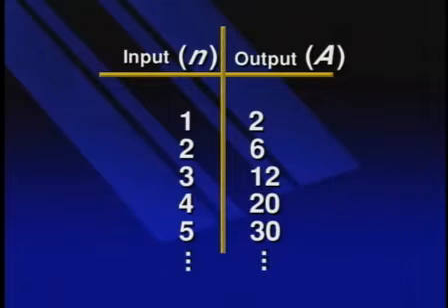On the left column, I have the input, or the n. On the right column, the output, or the A. For 1, I have a value of 2. For 2, an area of 6. For 3, 12. For 4, 20. And for 5, I would have had 30. 5 times 6 is 30. And going back up to the 0, what would 0 be? Well, 0 times 1 is 0.